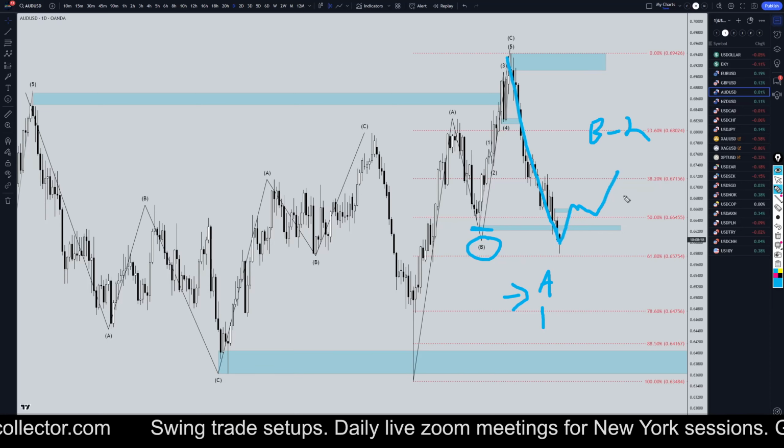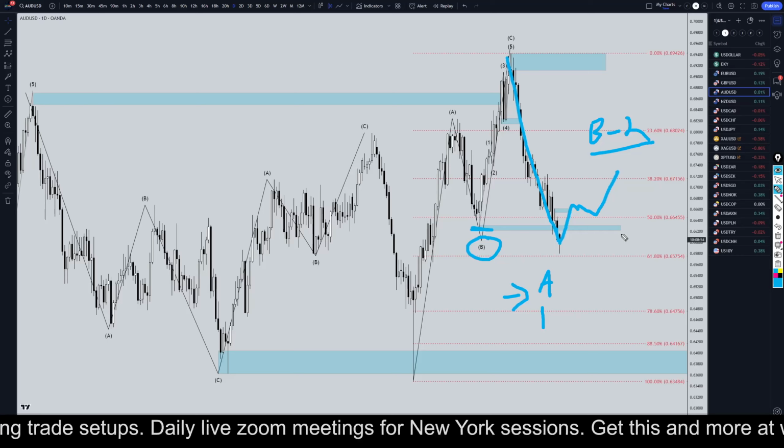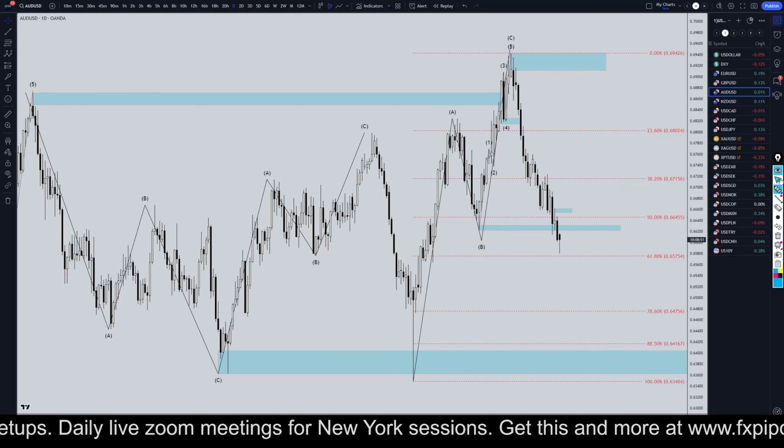Like I always say, the trading strategy is exactly the same for an A or 1, just like it's the same for a B or 2. So at this point, it doesn't really matter whether it's an ABC or 1, 2, 3.